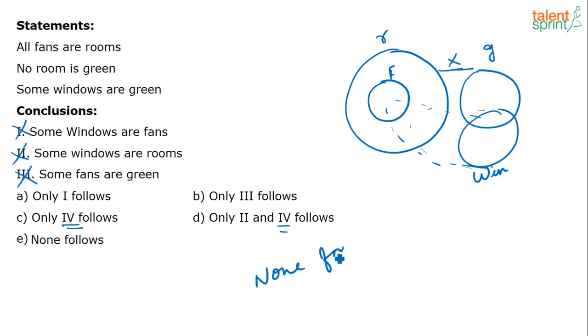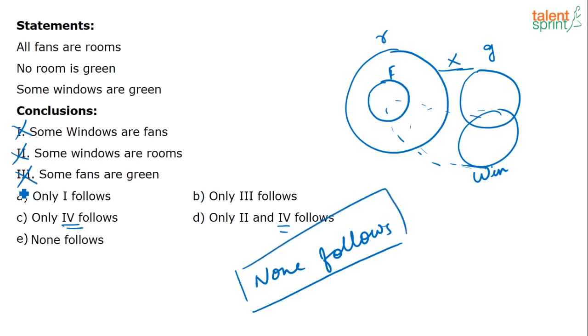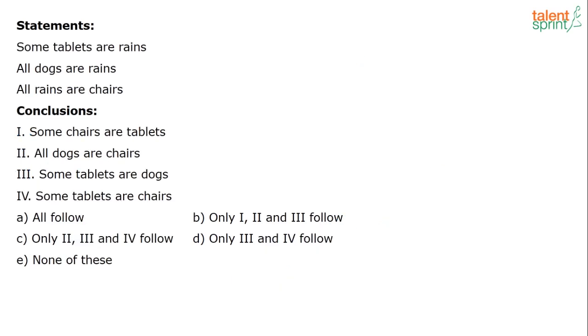Okay, so I think there should have been one more conclusion given. I'm assuming that should have been a typo error here. If there was that conclusion 4, that conclusion might have followed, because that seems logical. But whatever it is, for the current question, the answer is none follows. Let us look at the next question. Next question is there on your screen.